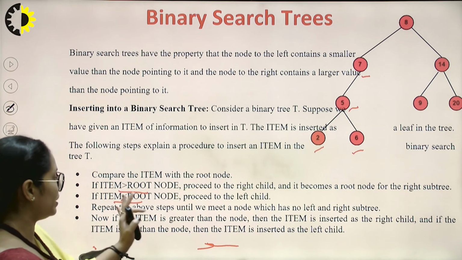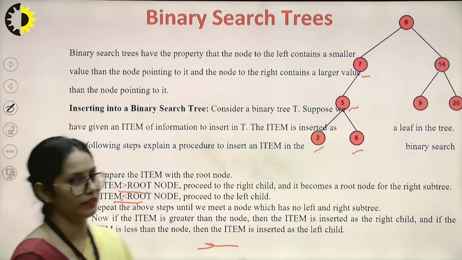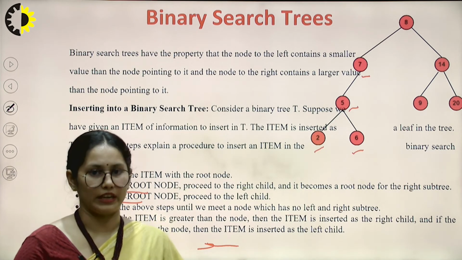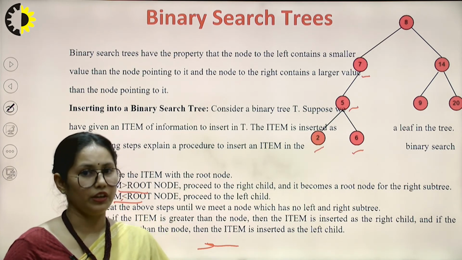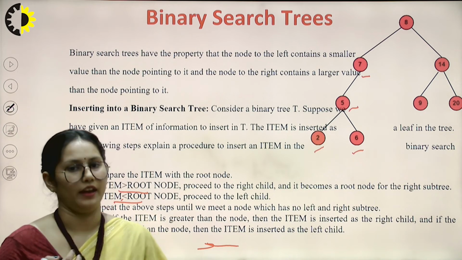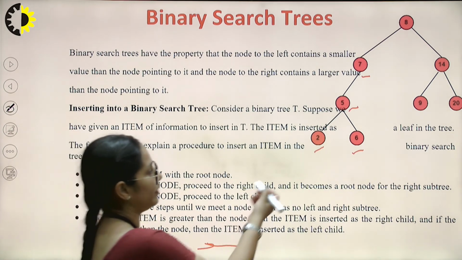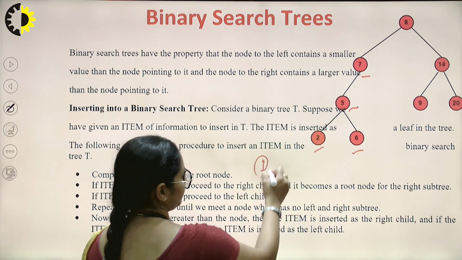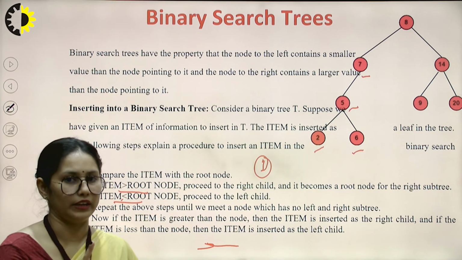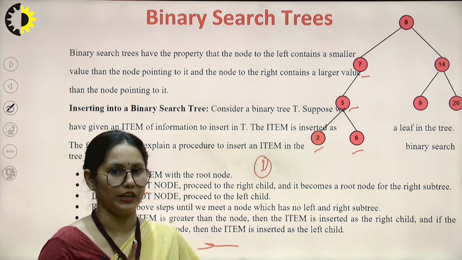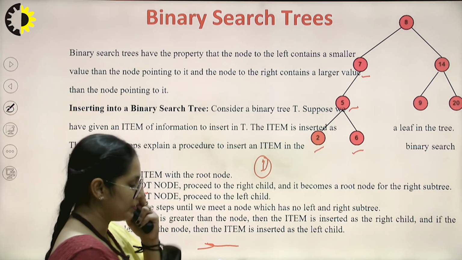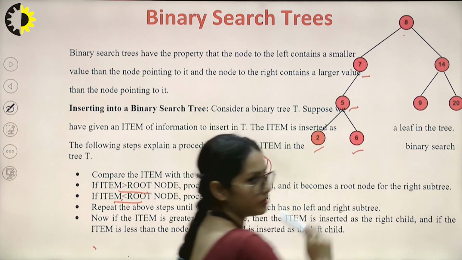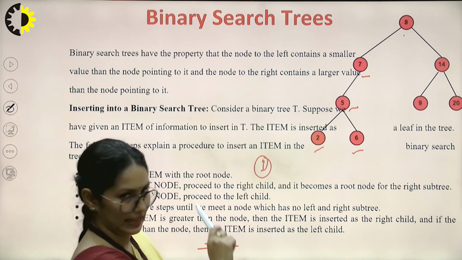We have to repeat all these steps until we find that there are no other left and right subtrees available. So we have to go to the leaf nodes. Like if I want to insert 1 here, I want to insert a node with value 1. What happens is that you first compare 1 to the root node. The root node is 8.